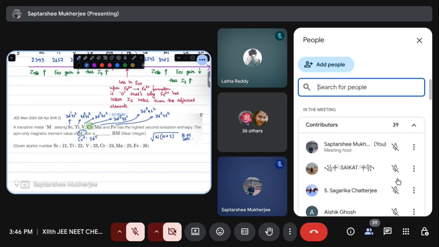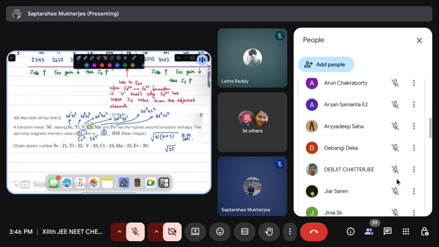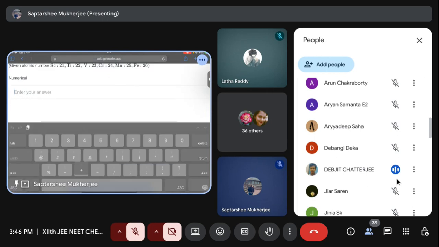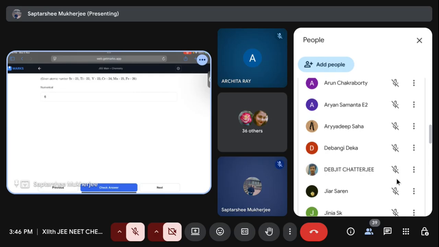So 5 into 5 plus 2, that means it will come approximately around root 35, no? Which is approximately nearest integer 6. Tell me, everyone. Yes, sir. How much is it coming? Nearest integer?